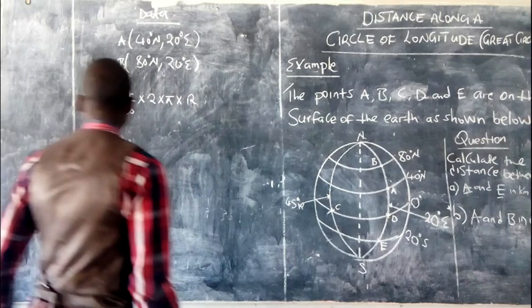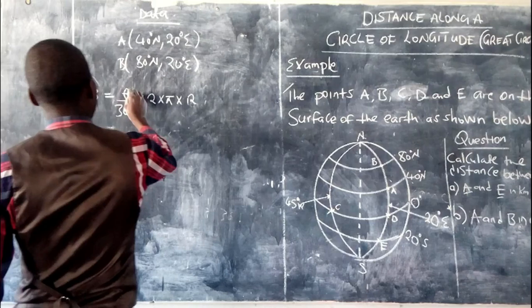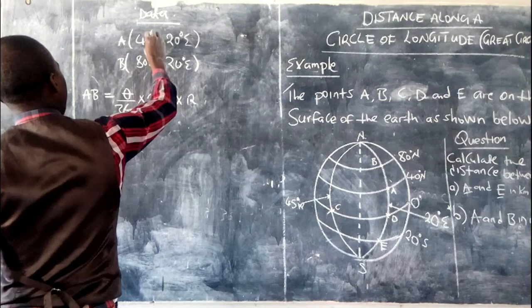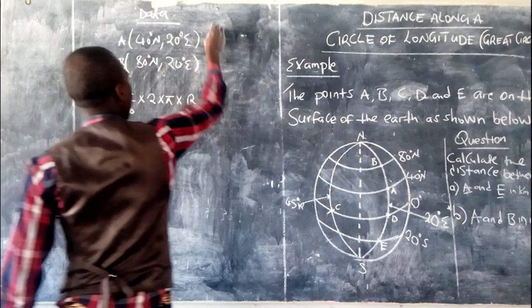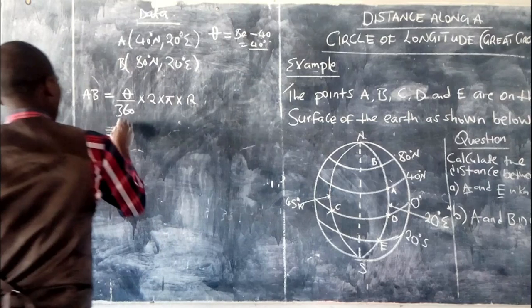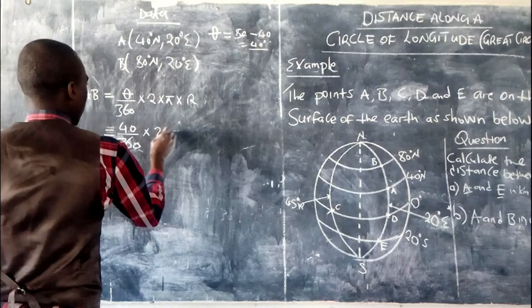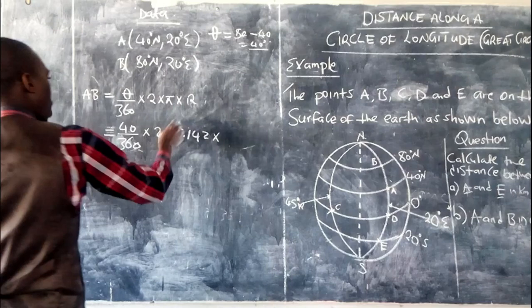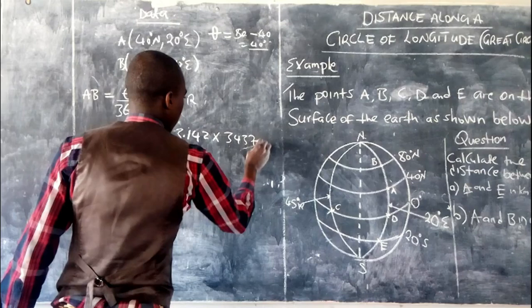So when you are finding in nautical miles, let's substitute here theta. The theta, we say, is the difference in latitudes, and these latitudes have the same sign, north, the same pole. So since it's north, to find that theta, we are simply going to say 80 minus 40, which is giving us 40 degrees. So this one is going to be 40 divided by 360 multiplied by 2 multiplied by 3.142 multiplied by R. Now, R, because it's nautical miles, we are going to have 34.37 nautical miles.